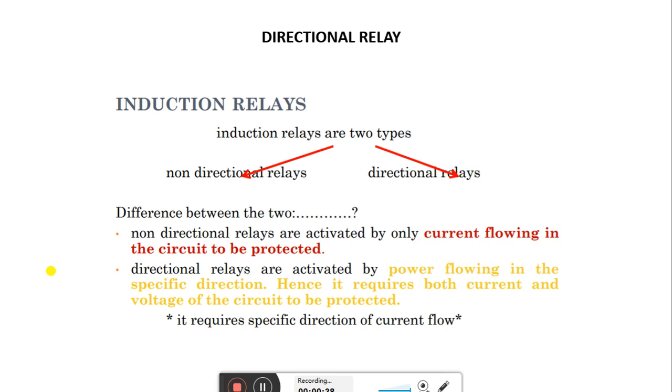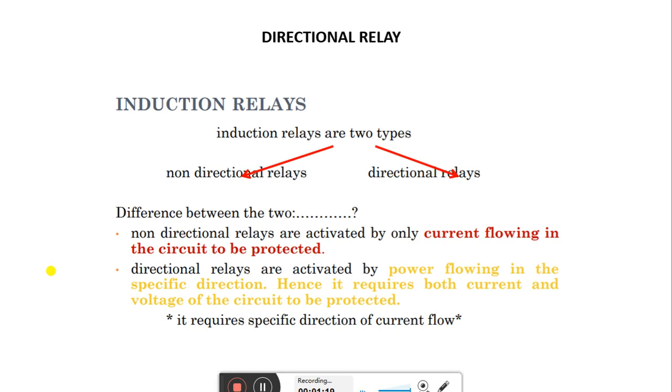Non-directional relays are activated by only the current flowing in the circuit to be protected. What it means is that in a power system network, if you want to protect a circuit, and current is flowing in that circuit being protected, then we call it a non-directional relay, because the relay placed there will act as a non-directional relay.